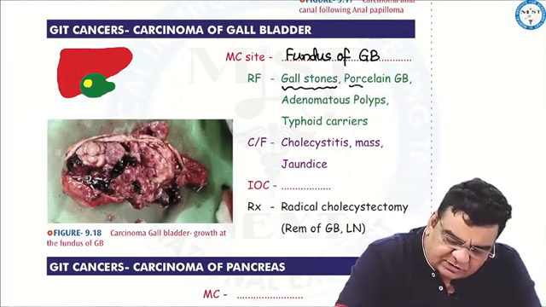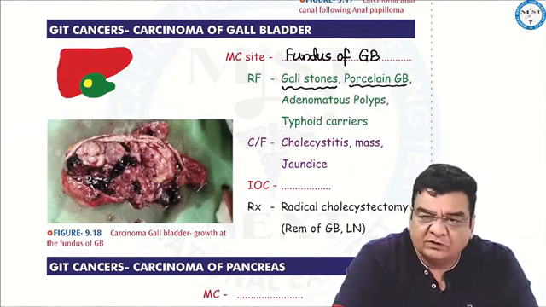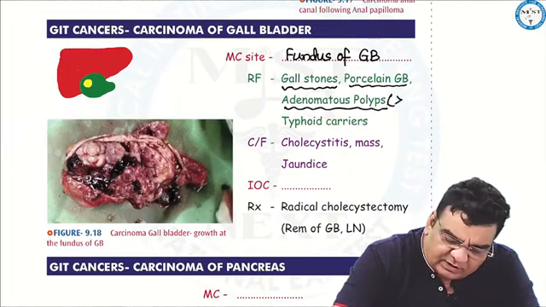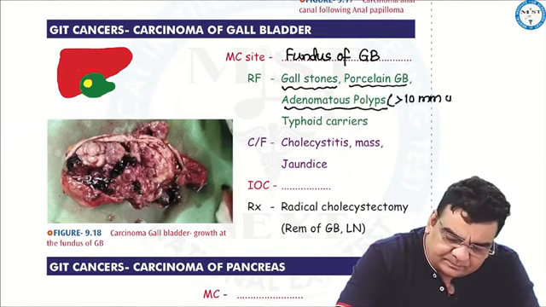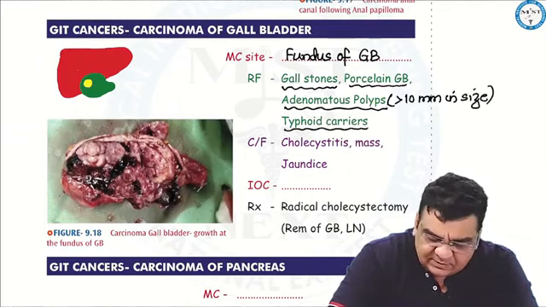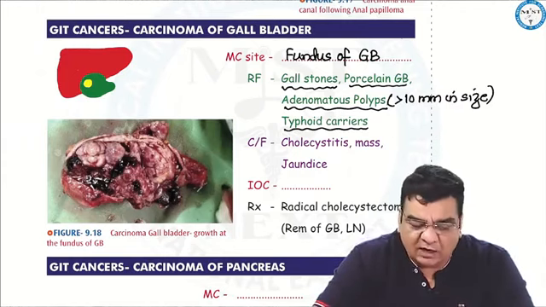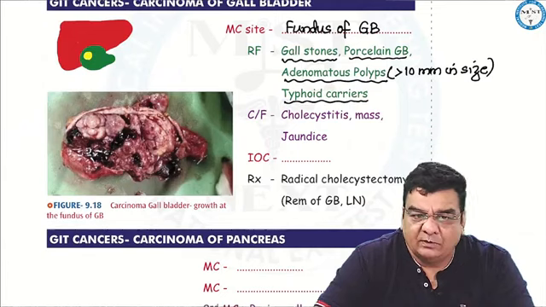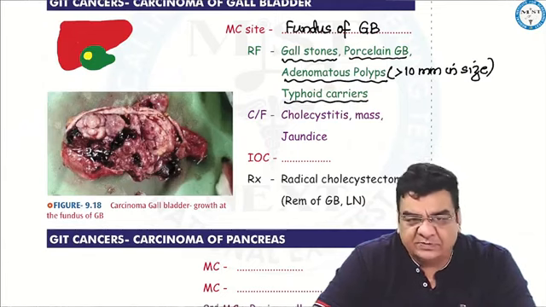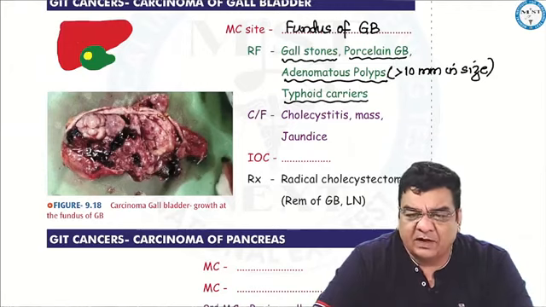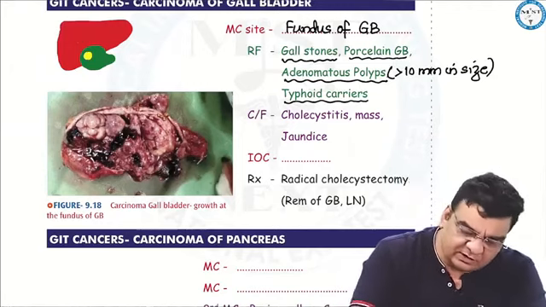Porcelain gallbladder is a condition in the gallbladder beta where there is deposition of calcium inside the gallbladder, high risk of cancer. Adenomatous polyps, especially if they are more than 10 millimeter in size. Typhoid carriers, salmonella, favorite place is gallbladder. So salmonella can cause damage inside the gallbladder. How these patients can present? Sometimes patient can present with cholecystitis, sometimes with a mass in the right hypochondrium, sometimes with jaundice.